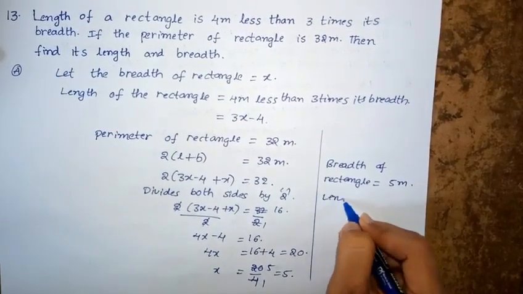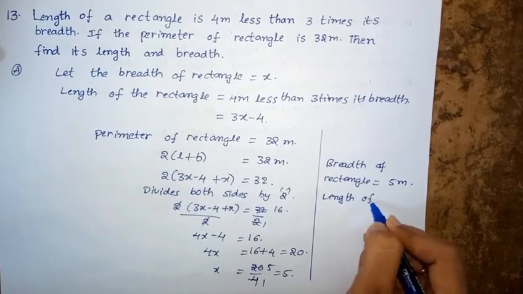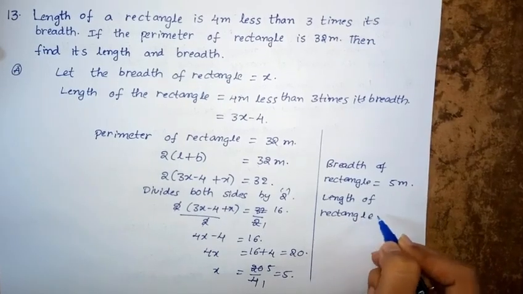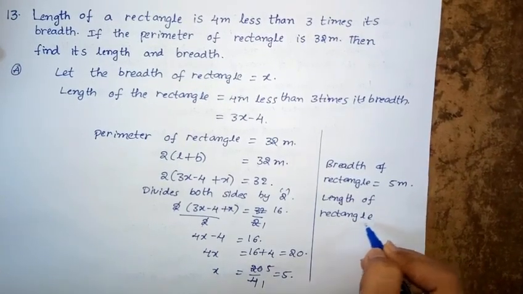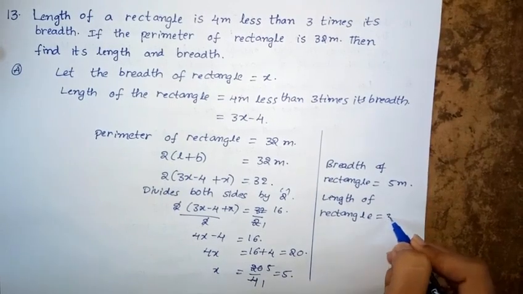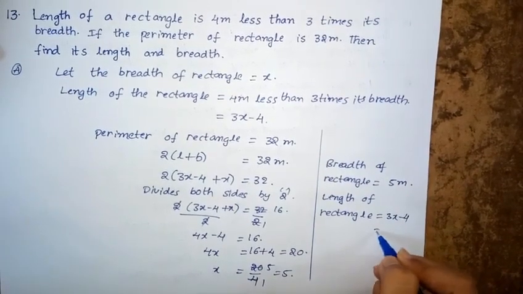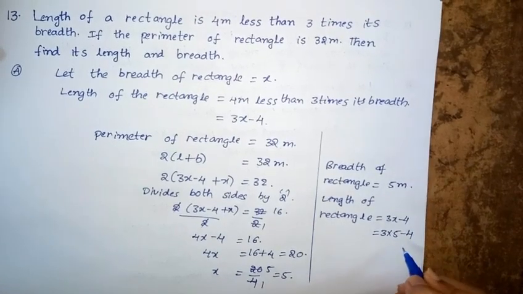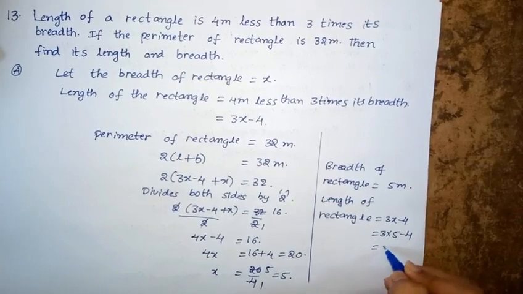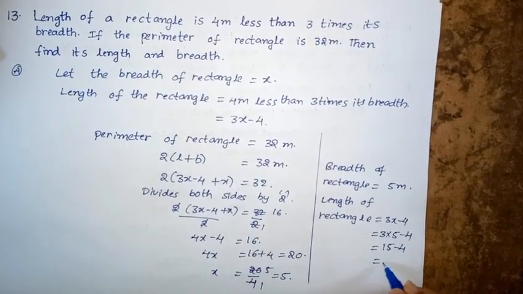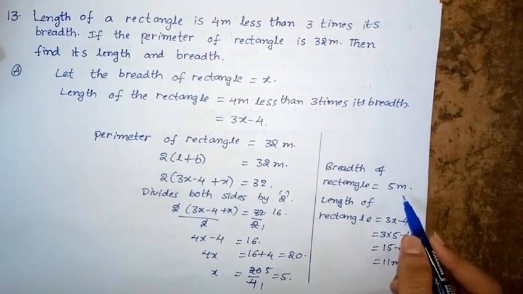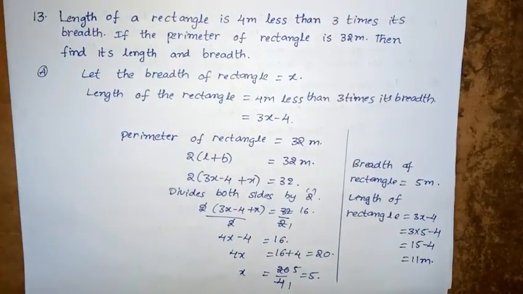Length of the rectangle is equal to 3x minus 4. The x value is 5 meters. So 3 into 5 minus 4. 3 into 5 becomes 15, minus 4, which is equal to 11 meters. So length equals 11 meters, breadth equals 5 meters. So this is the solution for the 13th problem.